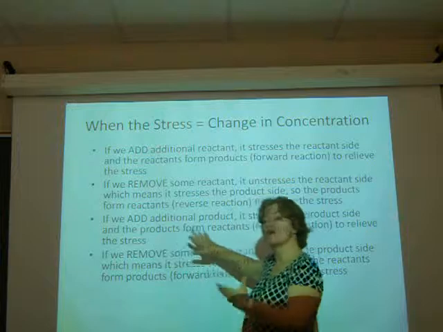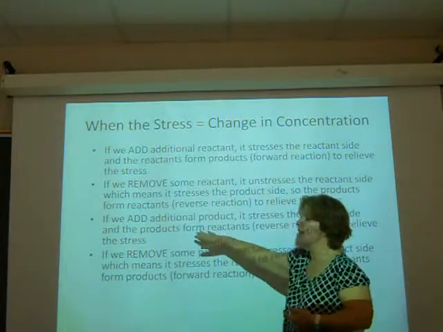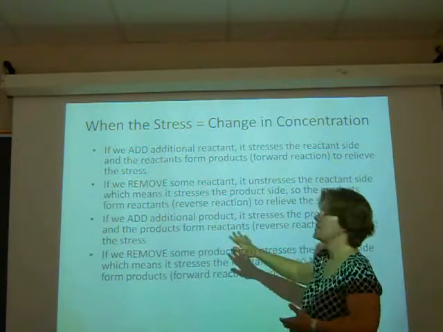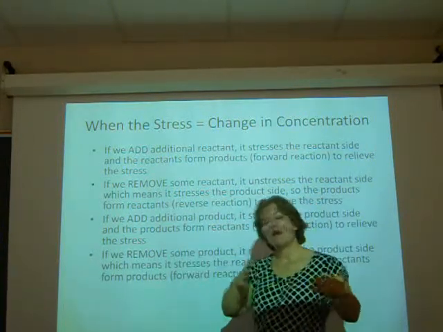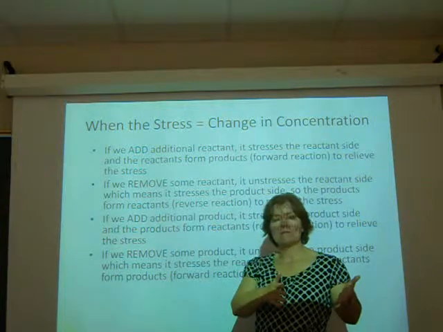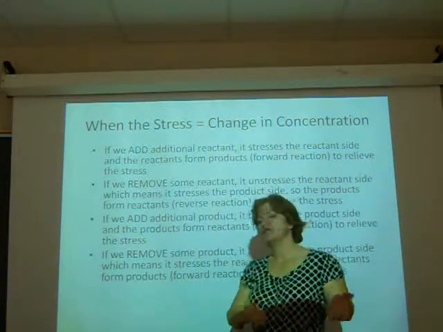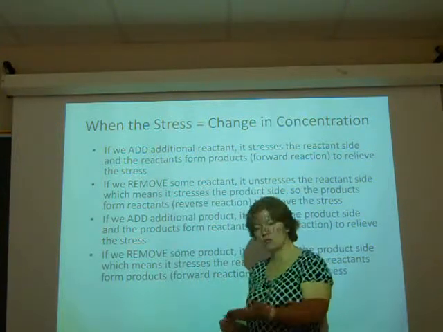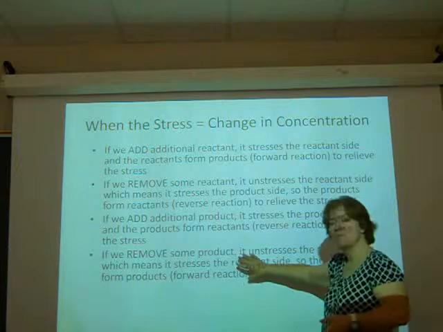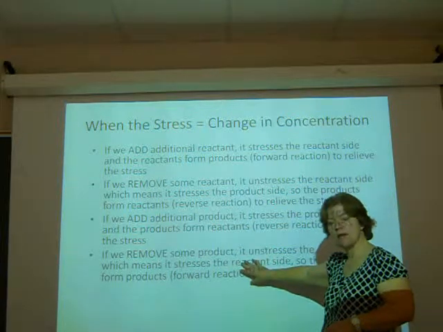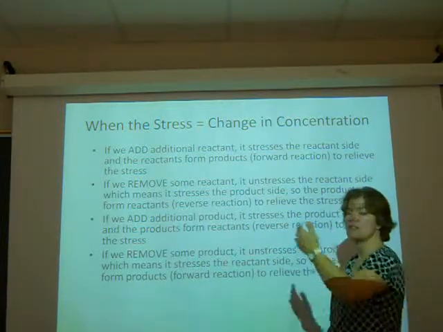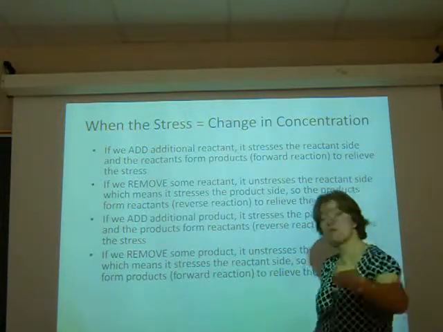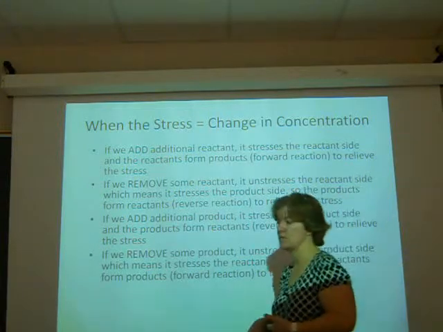If I add additional products, there are 2 cases I can do to the products. I can add additional products to the reaction, and it will stress it, and the products will form reactants. So if I add more product, it's going to shift the reaction to the left, or towards reactants, to form more reactants. And if I remove some product, it does the opposite. It shifts in the forward direction, or shifts the reaction to the right, or shifts towards products to reduce that stress.